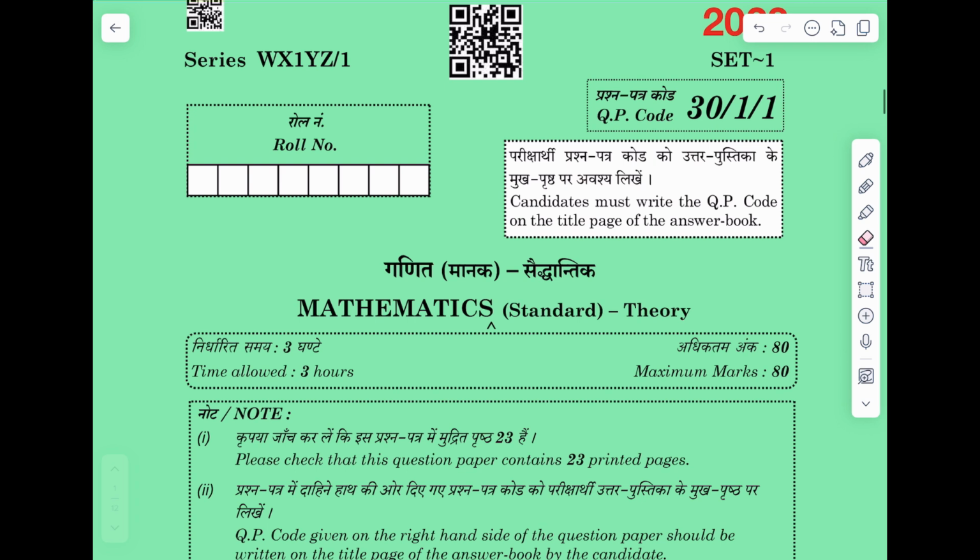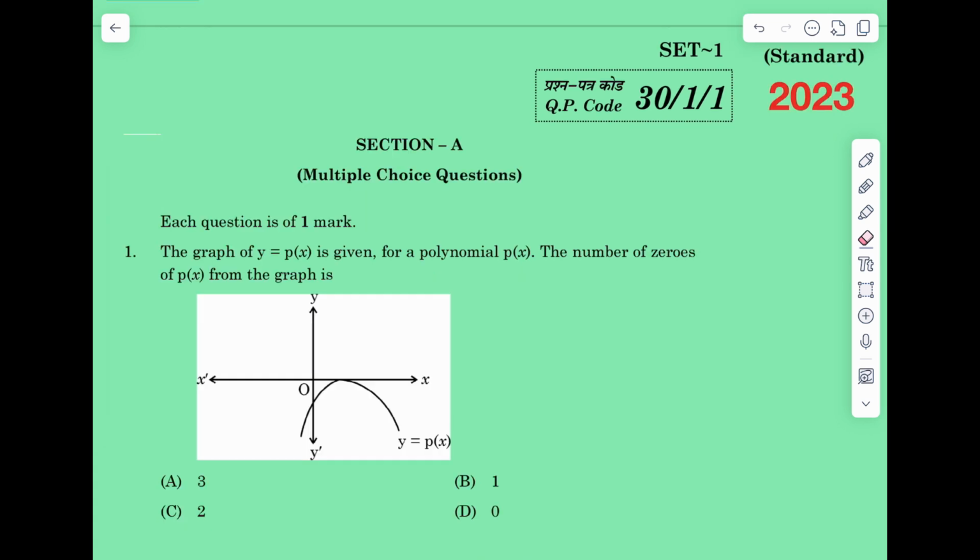The graph of y is equal to p of x is given. This is the polynomial p of x. This is the graph. Now we know that, first I am going to tell some concepts regarding these graphs.